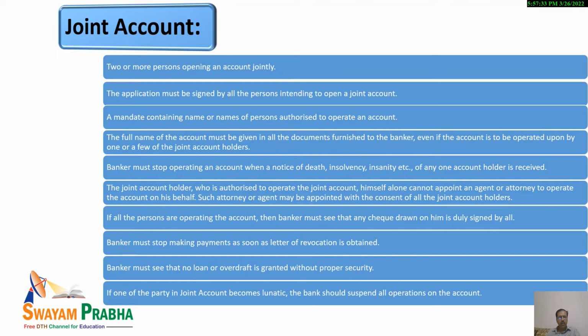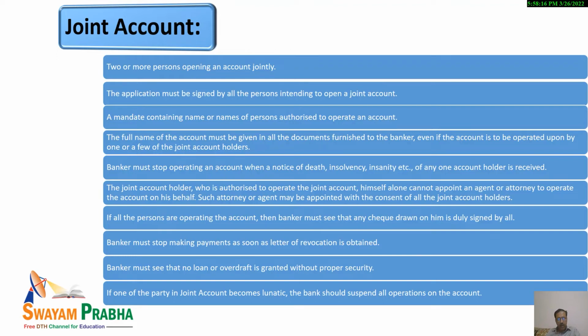Otherwise, in case a few persons, let us suppose A, B and C, want to open a joint account, they may do so. The application form will be signed by all of them, and their details, their names, their addresses will be given in detail. It may also be decided that after the account has been opened, it will be operated by one person or by a few of the joint account holders. So it must be mentioned, and a mandate in this regard may also be given.